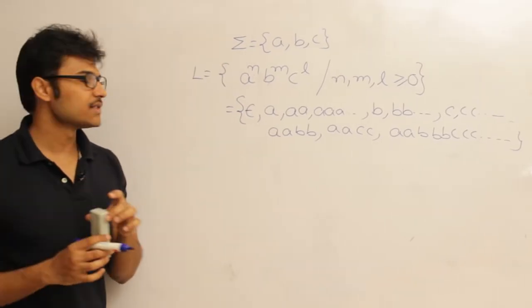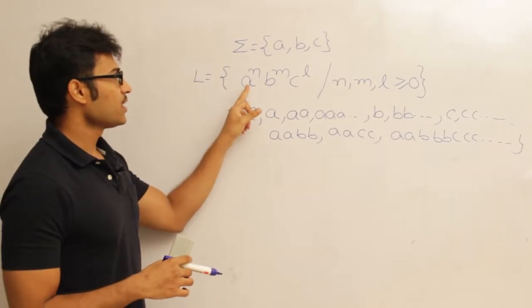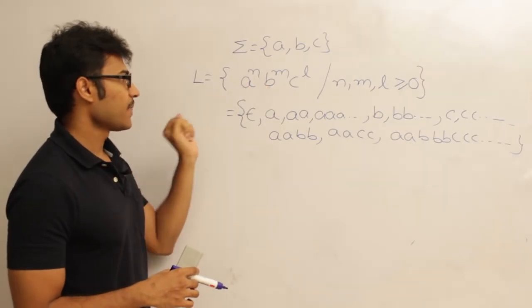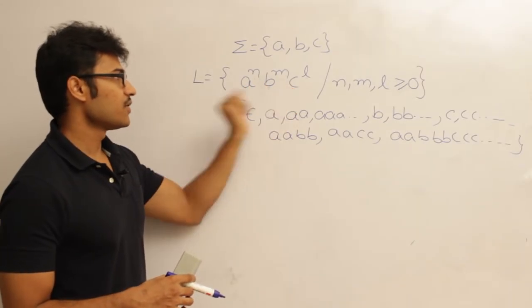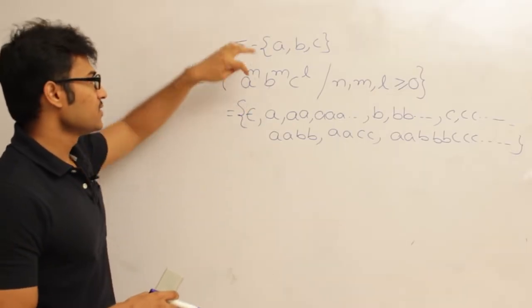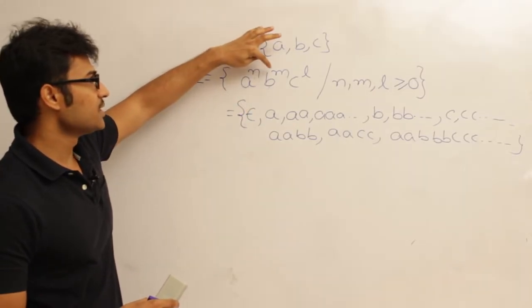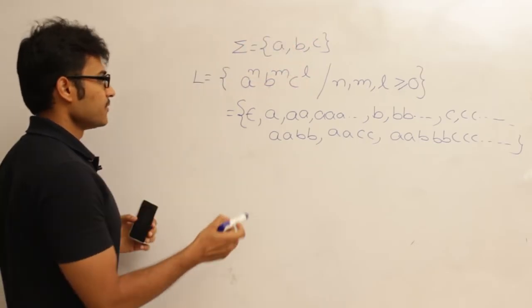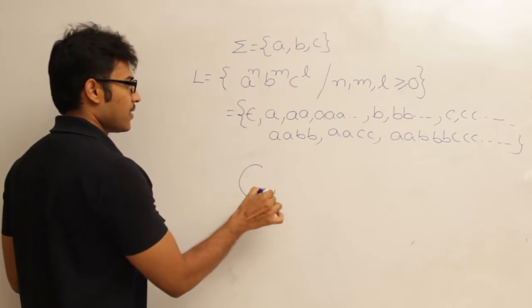Here, the only thing to observe is that we should not get a after a b, and we should not get a or b after a c. That is the only condition. Once you have seen b, you should not see a. Once you have seen c, you should not see a or b. So I have to accept epsilon.